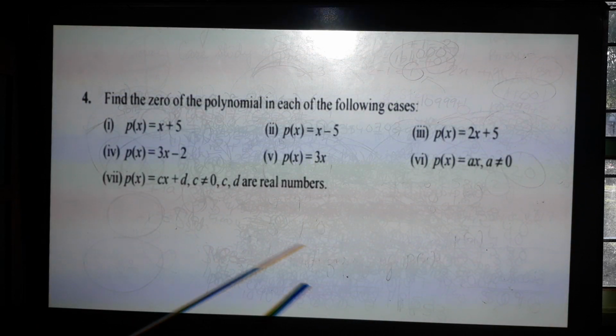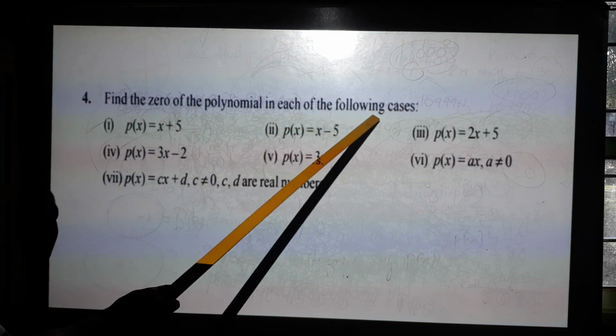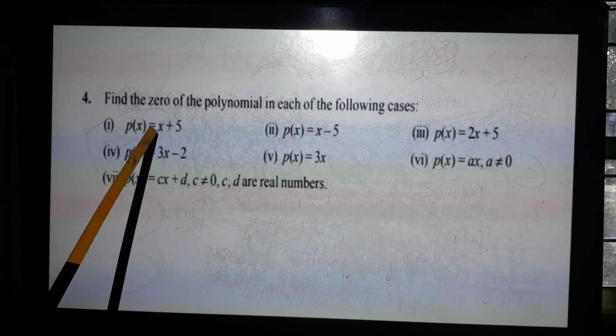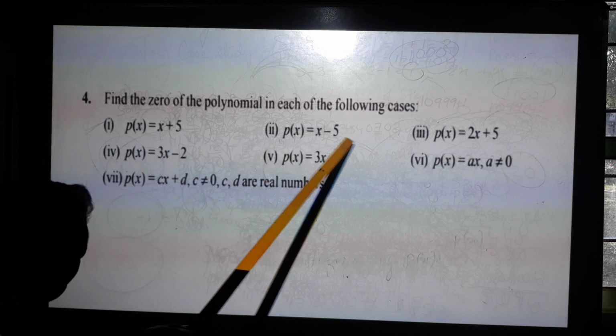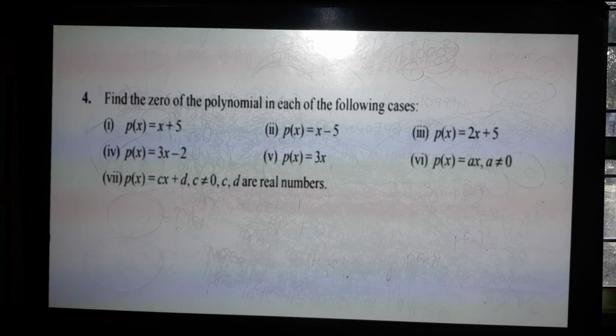Let us see the question. Find the zero of the polynomial in each of the following cases. These are all linear polynomials, so it says the zero means a single number. Okay, let's do them one by one.